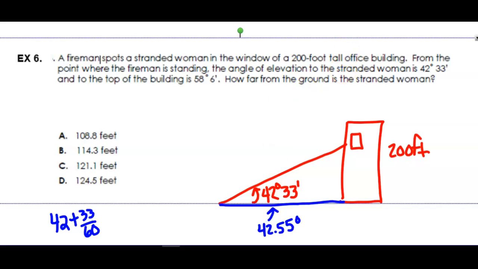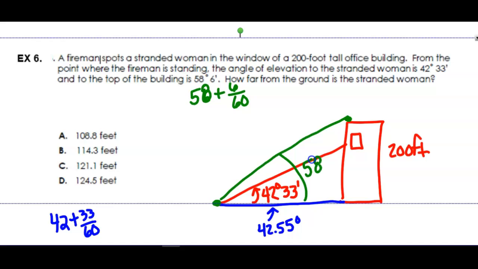Okay. He also looks to the top of the building. So from his eyeballs right here up to the top of the building, big dot, is 58 degrees and 6 minutes. 58 plus 6/60ths, which is 58.1. So this big green angle here is 58.1 degrees.